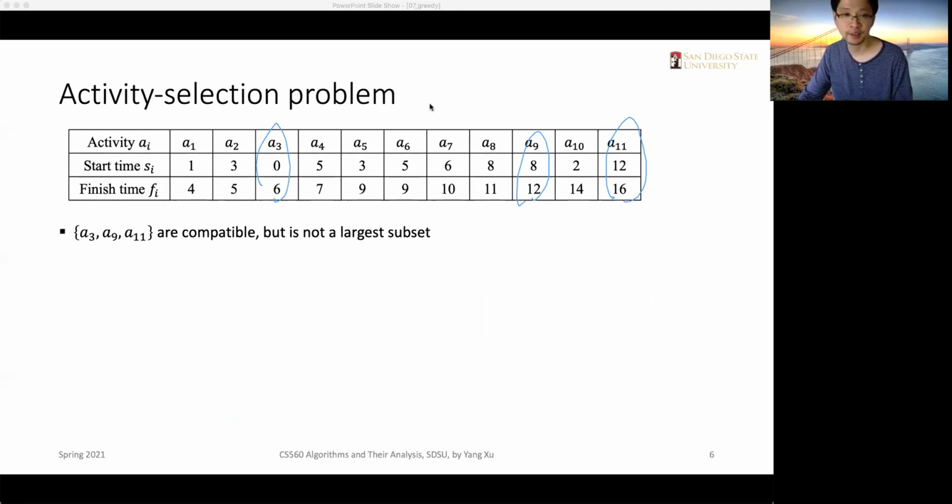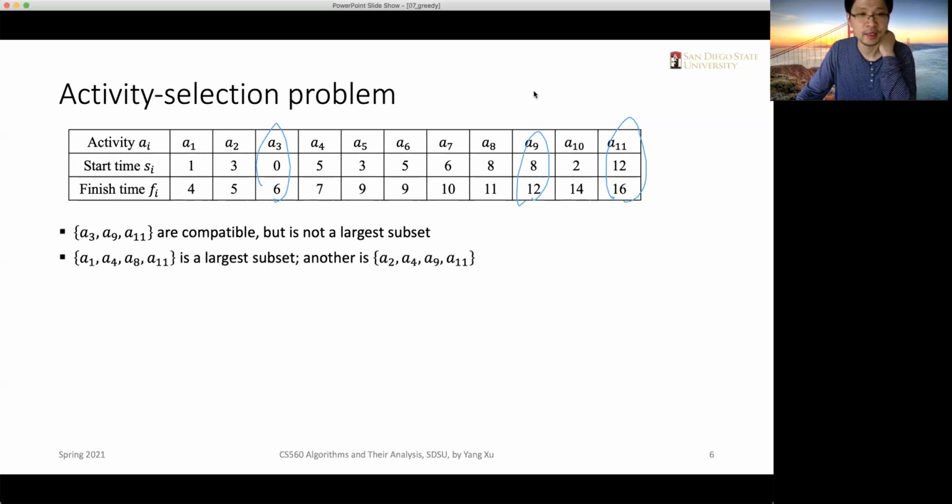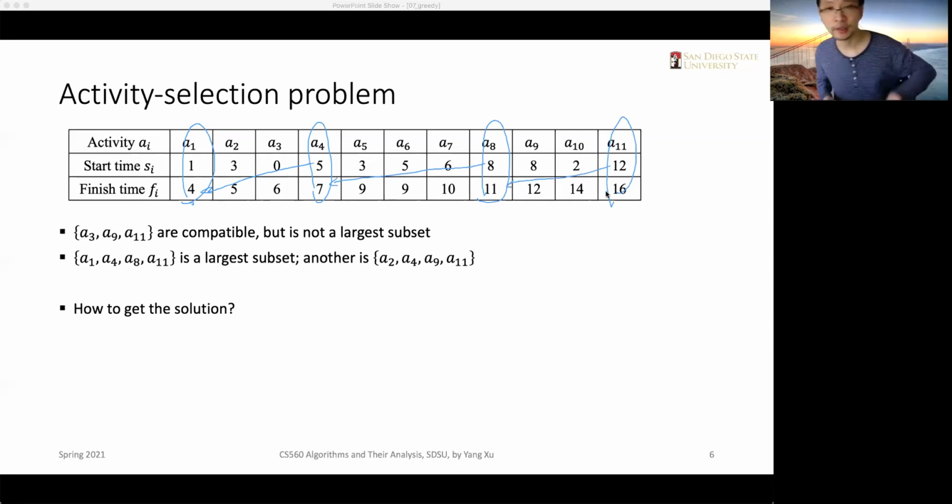But unfortunately, this is not the largest subset, which means we are not scheduling as many activities as possible. And actually, if we look at A1, it starts at 1 and finishes at 4, and A4 starts at 5 and ends at 7, and A8 starts at 8 o'clock, and A11 starts at 12 o'clock. See, so the starting time of A4 is after the finish time of A1. And the starting time of A8 is also after A4 is finished. And A11 starts after A8 is finished. So this is a perfect example showing I can actually schedule four activities.